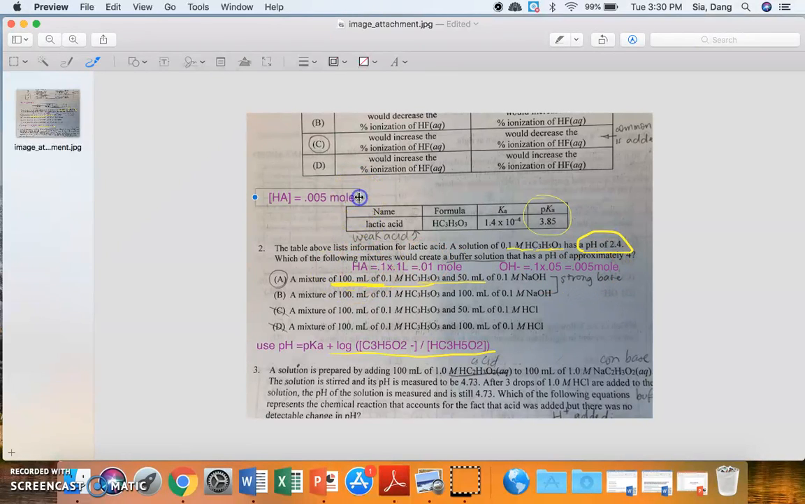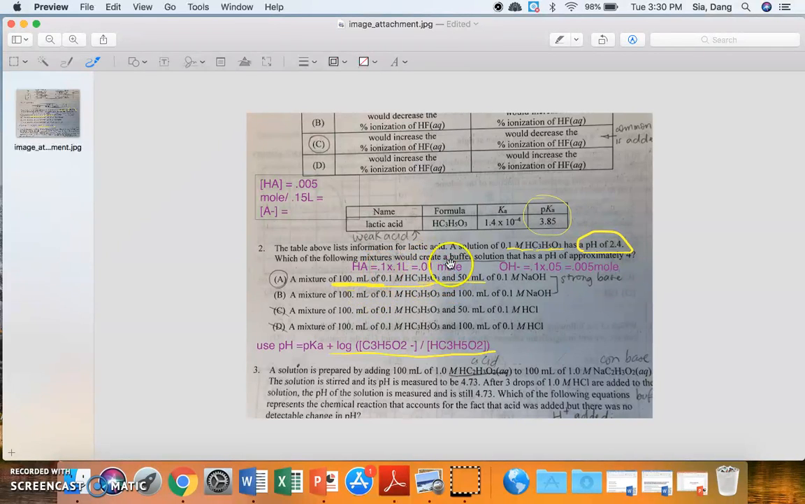That means that many moles are left, divided by the total volume, which is 100 milliliters and 50 milliliters added together, making 150, so 0.15 liter. That gives you the molarity. At the same time, you also get the molarity of A minus. If you are careful, you'll see the A minus concentration is going to be the same as HA. Here's the reason why.